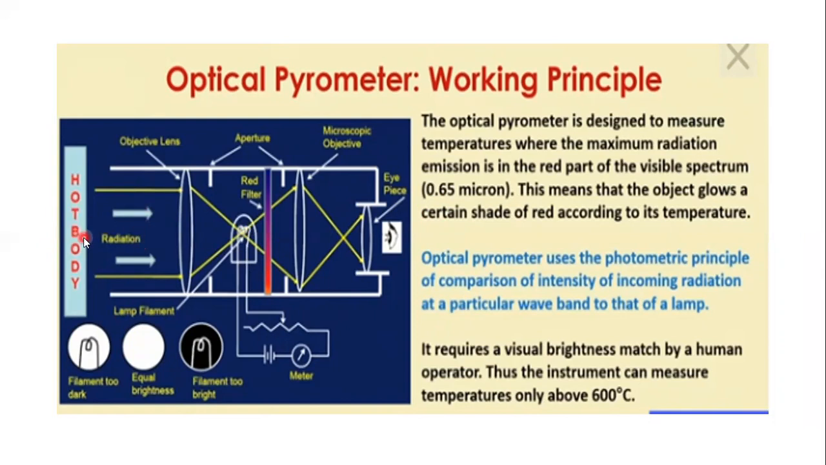So we can measure the temperature by using a filament, a bulb filament. Okay. So in an optical pyrometer, we can calibrate the temperature of a lamp filament with a hot body temperature. So directly we can calibrate the hot body with the filament intensity, and this meter will provide a current value which is proportional to the temperature of this hot body.